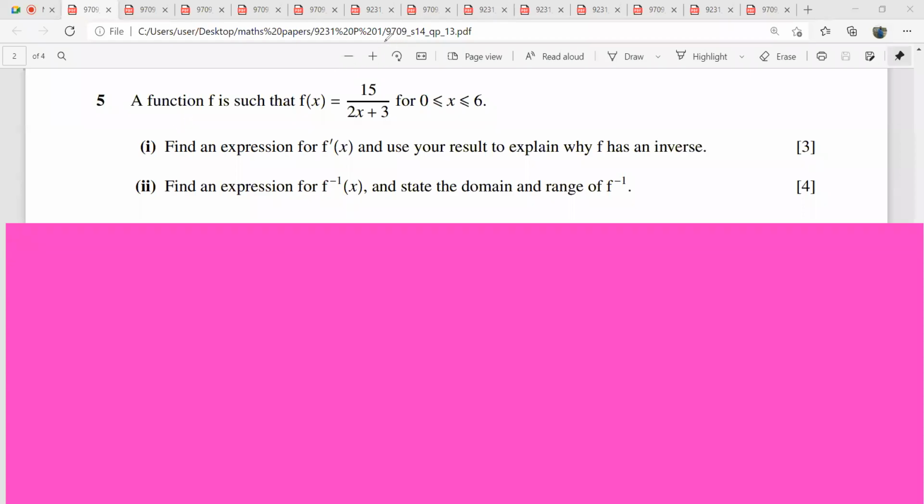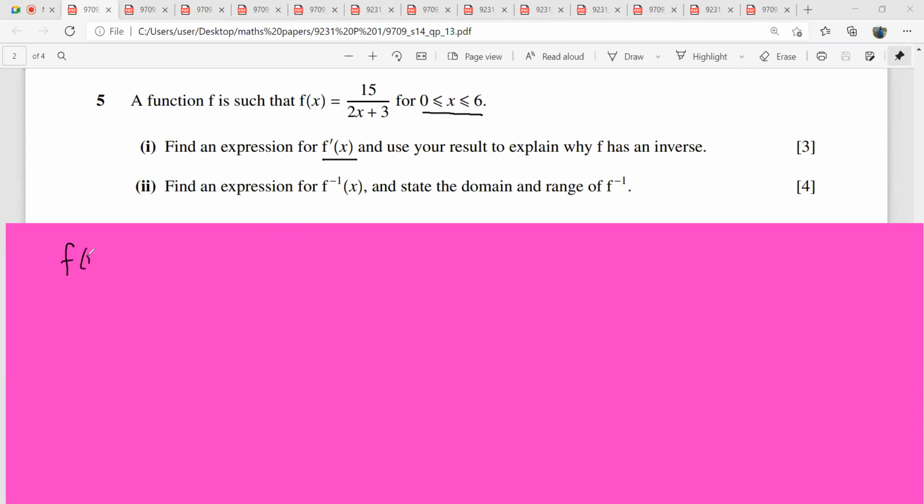Fifth question. This is basically from June 2014's variant 13. Okay, it says a function f is such that f of x is this. We have been given the domain. It says find an expression for f dash of x. So this f dash of x is actually the derivative of this f of x.